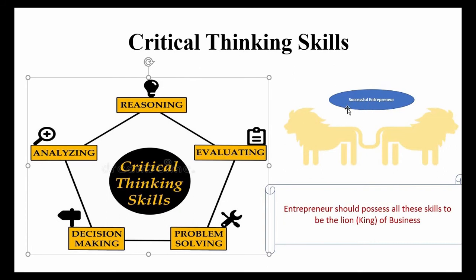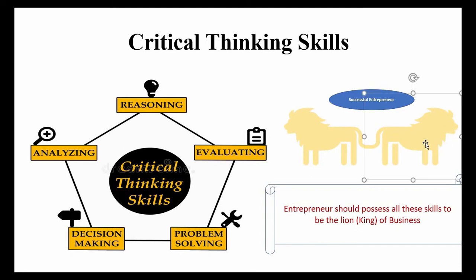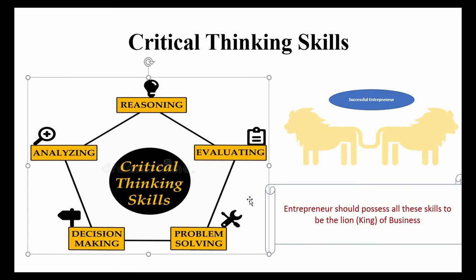So always when an entrepreneur is possessing all these skills, ultimately he can act as a lion in the business market. This entrepreneur can act as a lion. He can act as a market leader. He can act as a monopoly where he can beat all his competitors in a unique way by having critical thinking skills. See, again you might ask some questions.